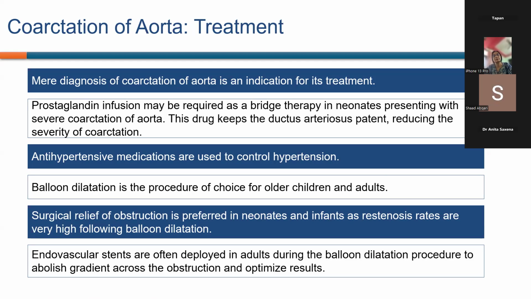Again, in older children and adults, balloon dilatation is the procedure of choice. However, when we are talking of neonates and infants, especially under 3 to 6 months, it is perhaps better to go for surgical relief, because surgical relief will have lower restenosis rates compared to balloon dilatation. Although both have restenosis rates, surgery is superior to balloon dilatation. In older children and adults who are, let's say, more than 20-25 kilos in weight, we also try and do stenting of the coarct segment, endovascular stenting, to avoid restenosis and to abolish the gradients altogether.